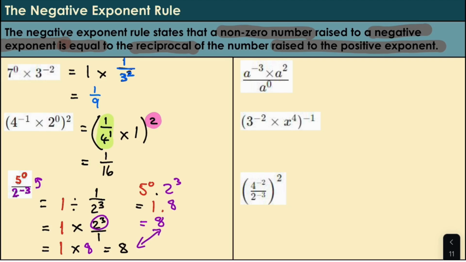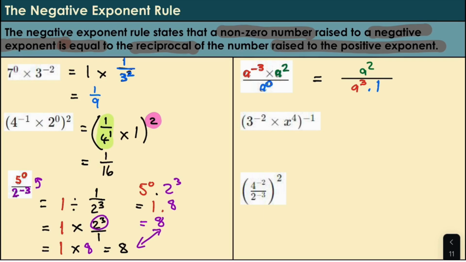Now, we use that rule that we've just discovered. We have a to the negative 3. We are simply going to take that a to the negative 3 to the bottom, a to the positive 3 on the bottom. This a to the 0, well, anything to the power of 0 is 1, so that stays on the bottom. And our green a squared stays on the top.